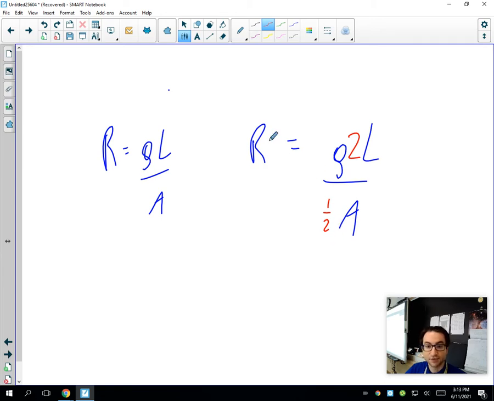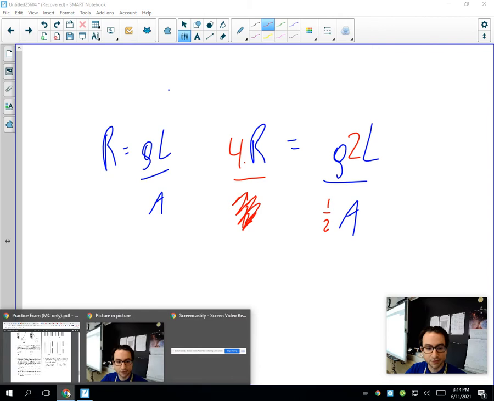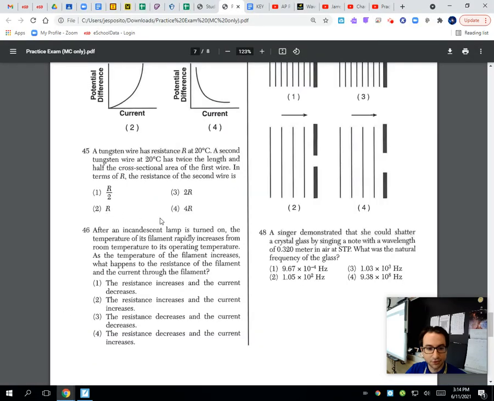Well, if that's the case, we have to do the same factors on the left side of the equation. So we're multiplying the resistance by 2 and then dividing it by 1/2, which is the same thing as multiplying it by 2 again. And then 2 times 2 makes a 4. So by affecting the length by 2 and the area by 1/2, we have multiplied the resistance of this wire by 4. So we are looking for choice 4 for question 45.